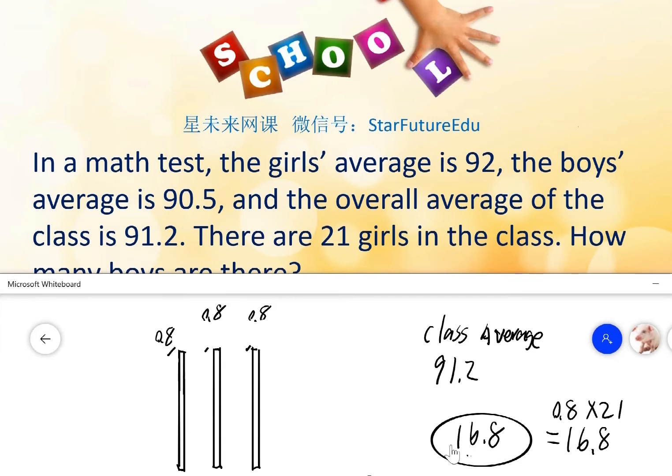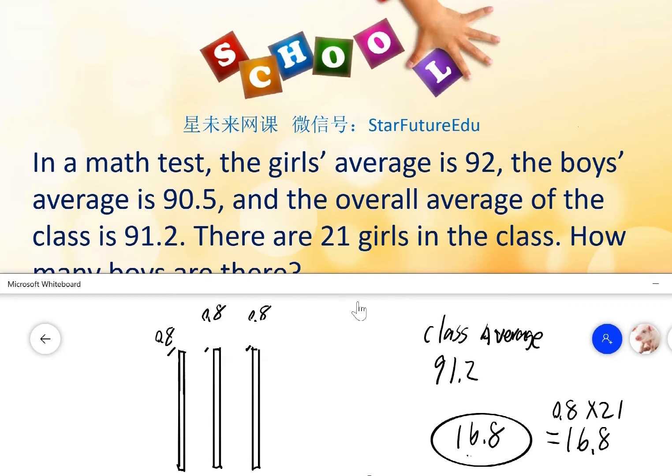Now the problem is, how should we deal with this 16.8 in the score bag? Let those boys each take some score from the score bag. Yeah, very good. So how much score should each boy take from the score bag? 91.2 minus 90.5 equals 0.7. Fantastic, very good.